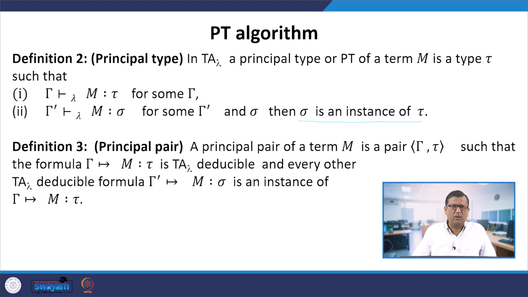Likewise, we can define what is called a principal pair. A principal pair of a term M is a pair, that is a context and the type, gamma and tau, such that the formula M has type tau in the context gamma is TL lambda deducible, and every other TL lambda deducible formula is an instance of this. So this is the similar way we are extending the definition of principal type to principal pair. That means one will be an instance of the other. If that be the case, we call it a principal pair.